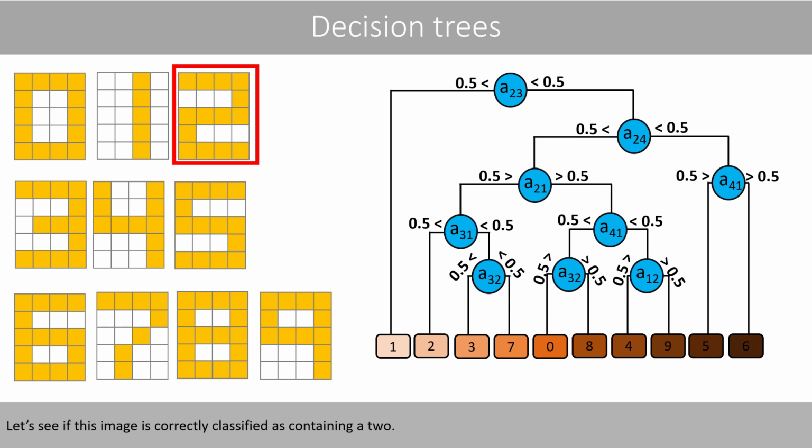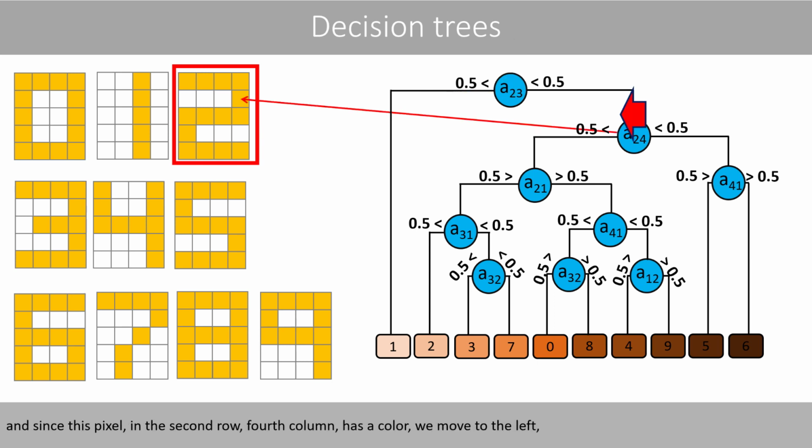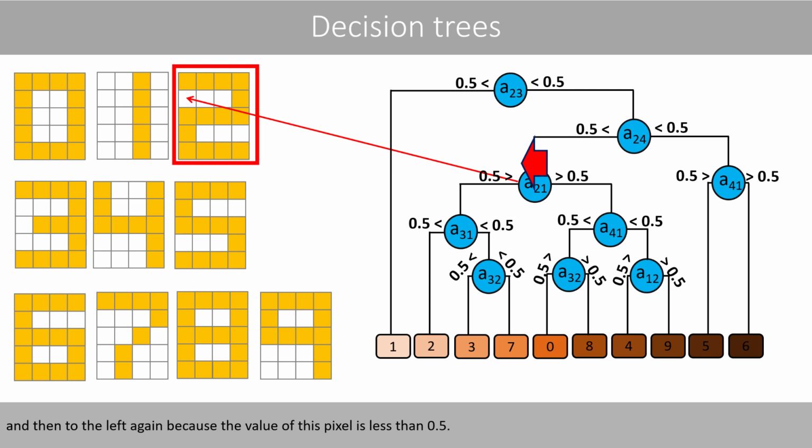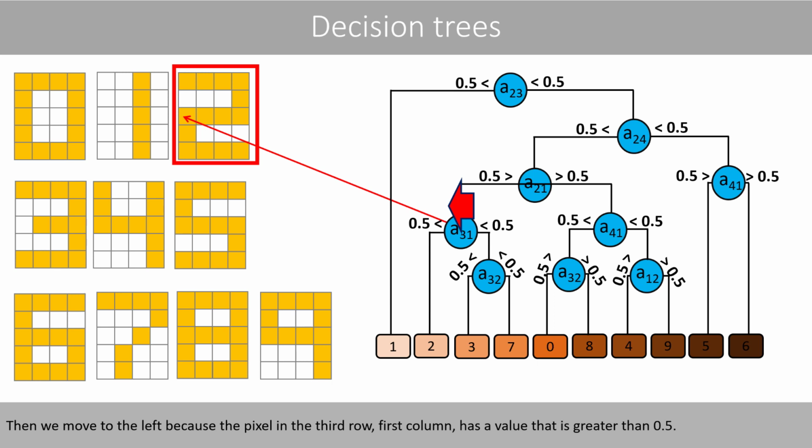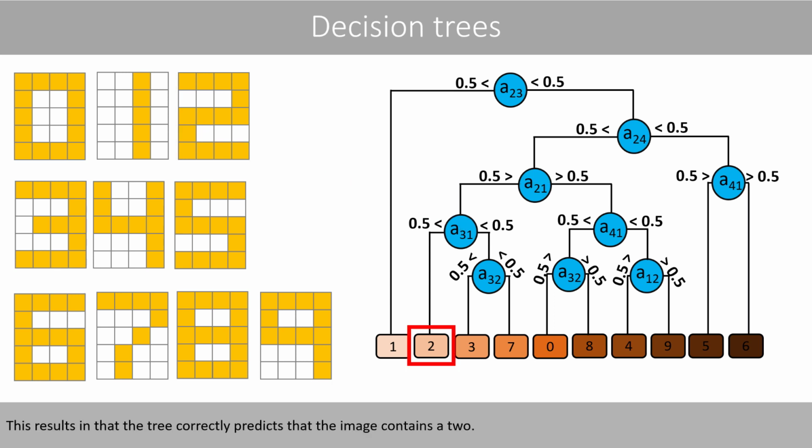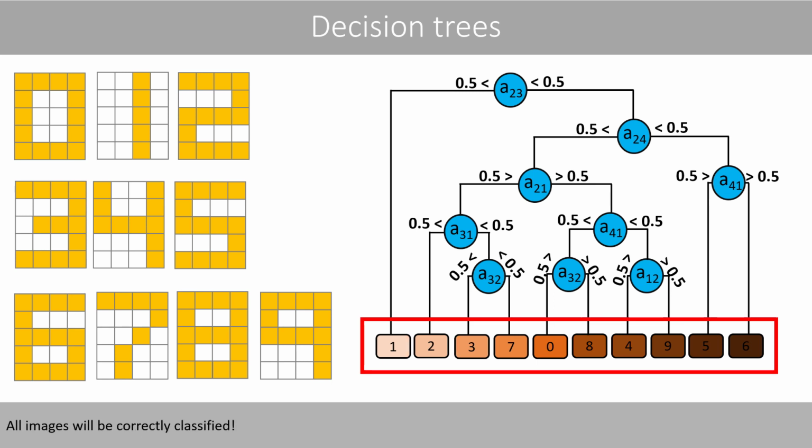Let's see if this image is correctly classified as containing a 2. Since this pixel is empty, we move to the right. And since this pixel in the second row, fourth column, has a color, we move to the left. And then to the left again, because the value of this pixel is less than 0.5. Then we move to the left because the pixel in the third row, first column, has a value that is greater than 0.5. This results in that the tree correctly predicts that the image contains a 2. All images will actually be correctly classified.